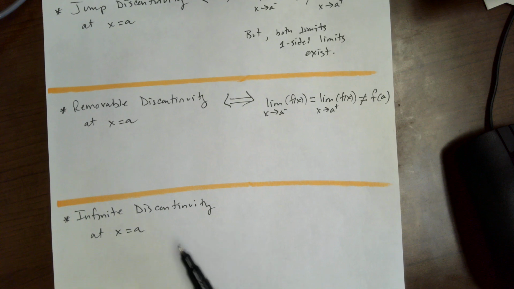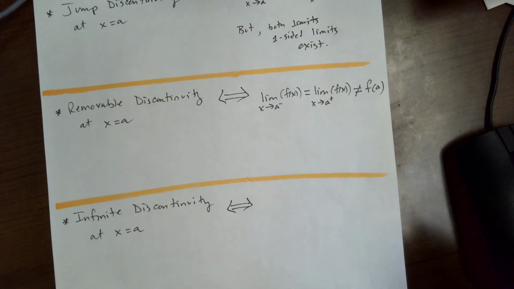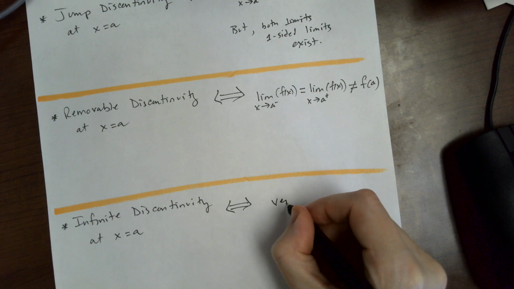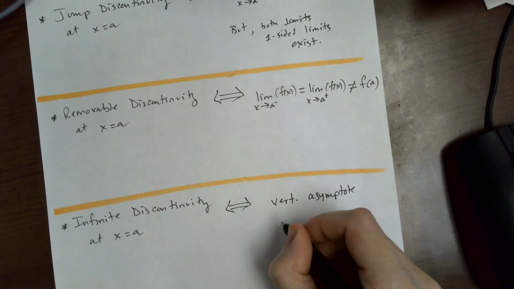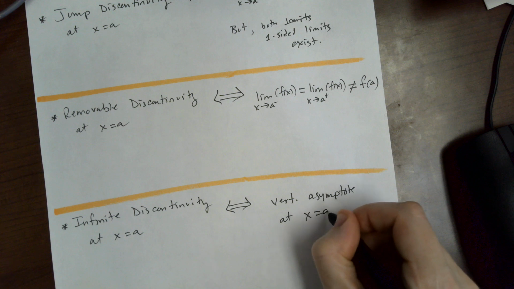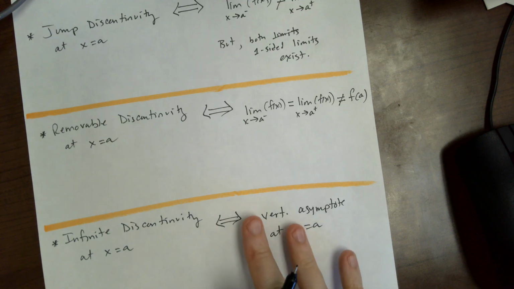And then down here, an infinite discontinuity is going to happen if and only if we have a vertical asymptote at x equals a, which means that at least one of the one-sided limits is shooting up to positive or negative infinity. Okay, so now that we have that written down, let's go to here.